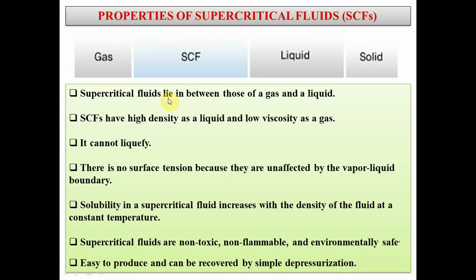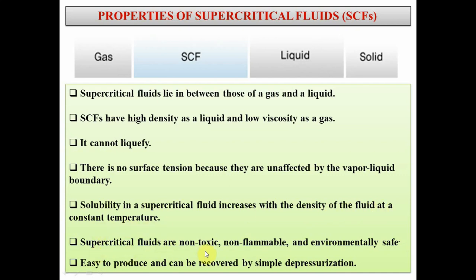Properties of supercritical fluid: gas, supercritical fluid, liquid, solid. Supercritical fluid properties lie in between those of a gas and a liquid. Supercritical fluids have high density like a liquid and low viscosity like a gas. It cannot liquefy. There is no surface tension because they are unaffected by the vapor-liquid boundary. The solubility of supercritical fluids increases with the density of the fluid at a constant temperature.